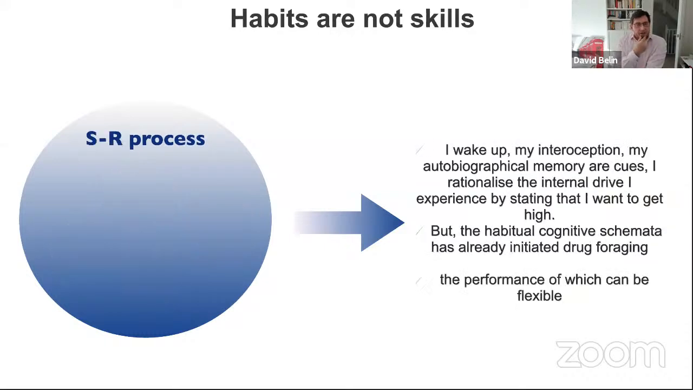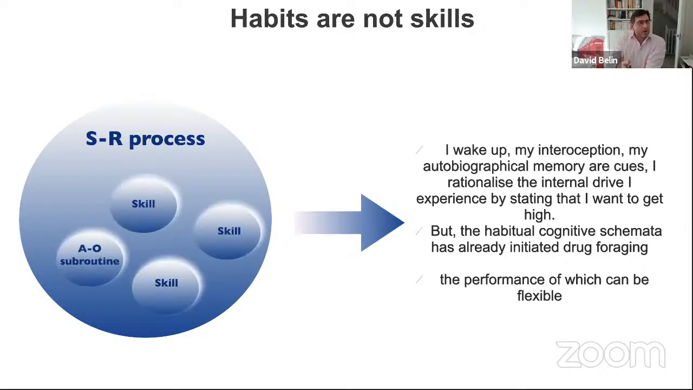In the case of addiction, I would suggest that actually the entire behavioral sequence is under a stimulus-response cognitive schemata, whereby I am a drug addict, I wake up, and my interoception, my autobiographical memory, these are cues. These cues set a setting that triggers a specific response. I rationalize this response by stating that I want to get high, but the habitual cognitive schemata has already initiated drug foraging. But within this drug foraging, I can implement skills and I can implement subroutines that are goal-directed. I can have flexibility in the performance of the behavioral sequence. The behavioral sequence is inflexible in the sense that it is initiated overall through a stimulus-response association.